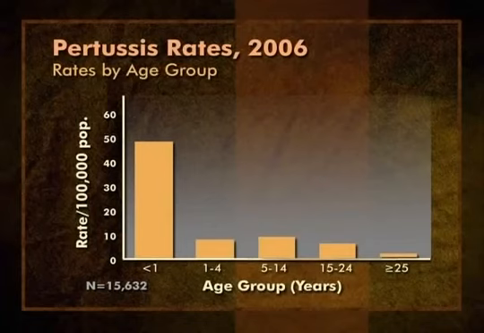In 2006, the rate among infants younger than 1 year of age, shown in the far left bar on this graphic, was 49 per 100,000 population. This rate is more than 4 times higher than the rate among persons 5 to 14 years of age and more than 20 times higher than for persons 25 years and older.